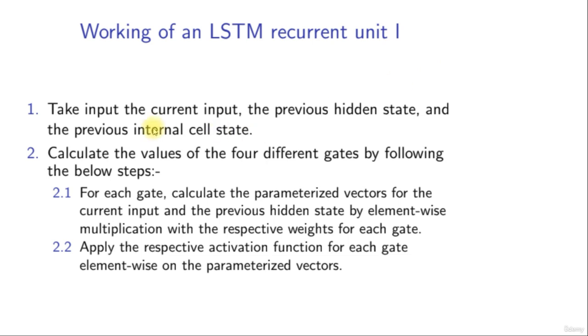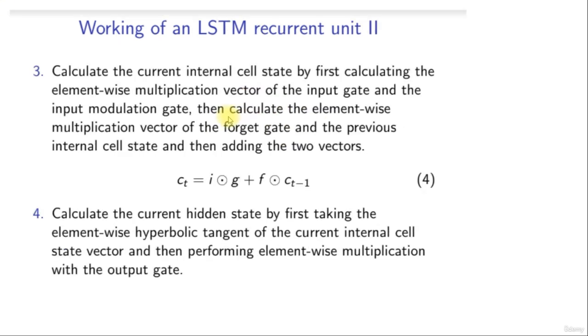We first take the current input, the previous hidden state and the previous internal cell state. Then we calculate the values for 4 different gates by following these steps. For each gate, calculate the parameterized vectors for the current input and the previous hidden state by element-wise multiplication with the respective weights for each gate. Apply the respective activation function for each gate, element-wise on the parameterized vectors.